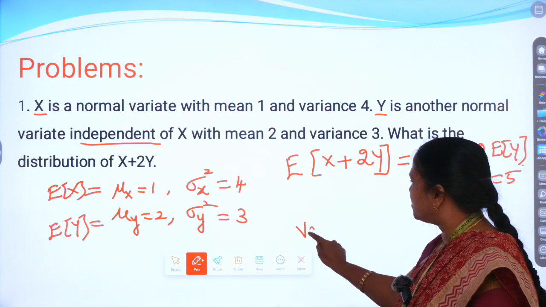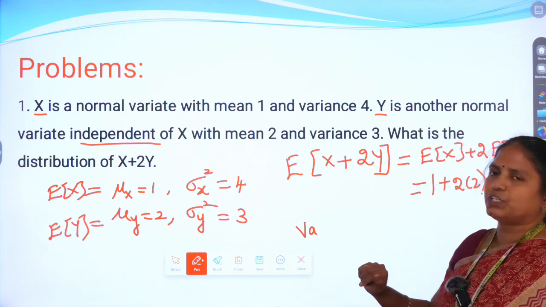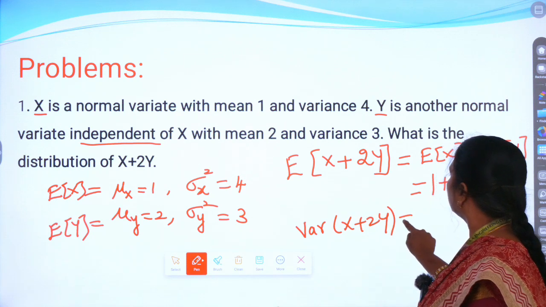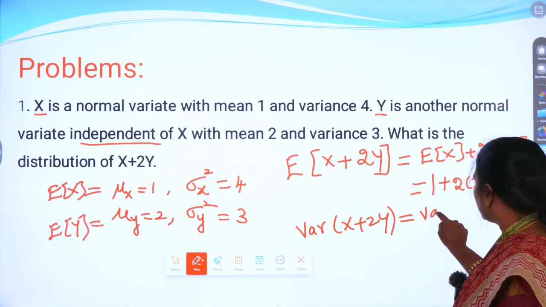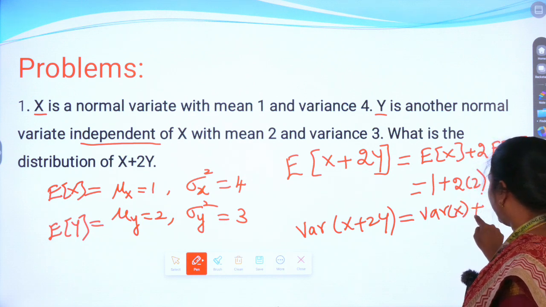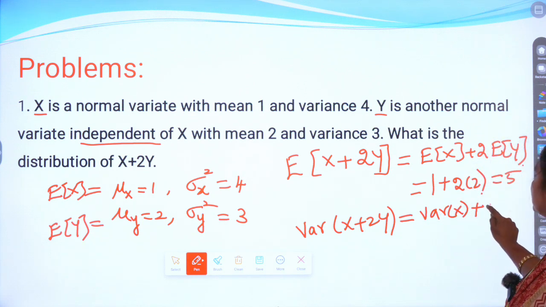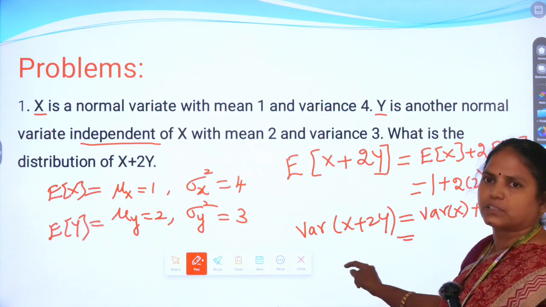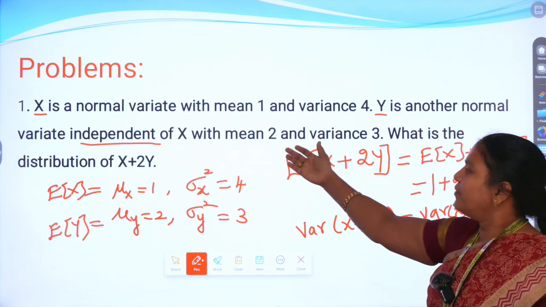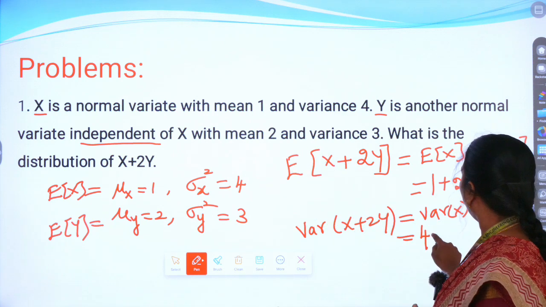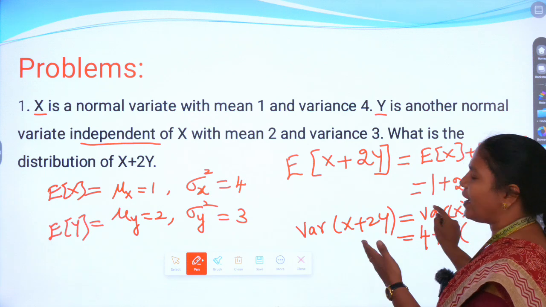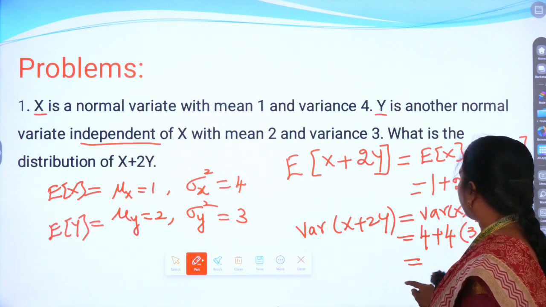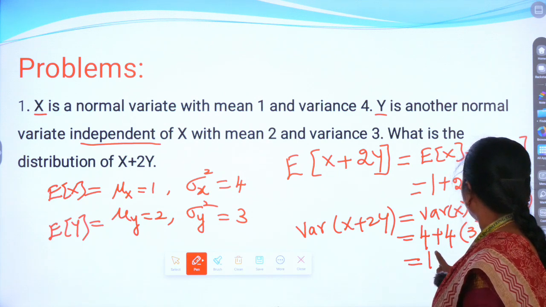Similarly, to define the distribution, we have to find the variance of x plus 2y. So which is equal to variance of x, and we have to write the constant for the variance of 2y as 2 square into variance of y. We know the variance of x as well as the variance of y, they have given in the problem itself. Variance of x is 4, so we write 4 plus 2 square, which is 4, and the value of variance of y is 3. So the variance of x plus 2y is 16.